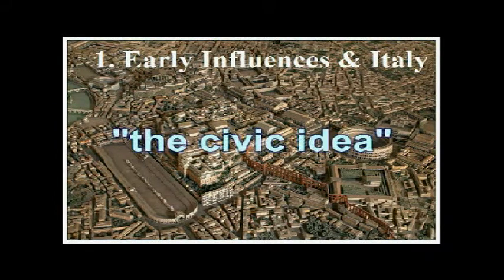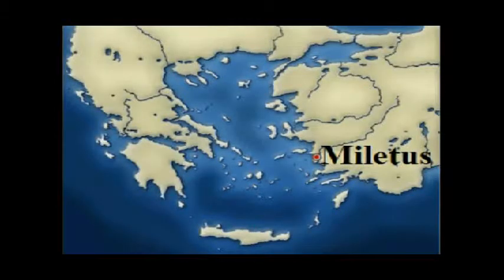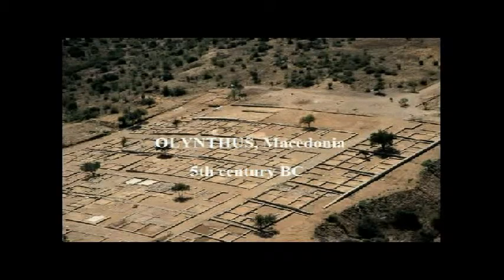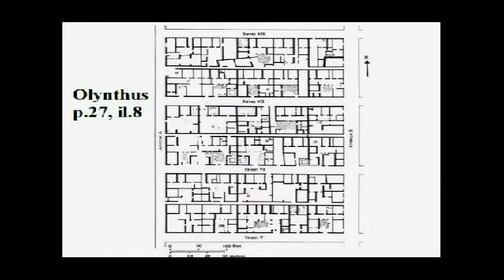What Wheeler calls the Roman civic idea began in the city of Miletus during the 5th century BC, when, according to Aristotle, the architect Hippodamus laid out the city in a chessboard-like pattern, which came to be known as the Hippodamian grid. The first example of the Hippodamian grid, in mainland Greece, can be found in the city of Olynthus, in Macedonia. The Olynthian streets follow a regular grid-like pattern that affords space for rectangular insulae, or city blocks.